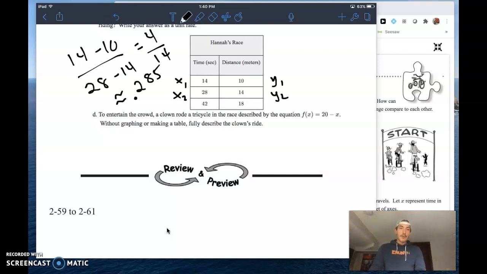Okay? A little bit of review preview, and it's just a couple problems. And if you need graph paper, or if you need the ability to do some graphing and you don't have the graph paper, go ahead and make a sketch, folks. Okay? Go ahead and make that sketch.